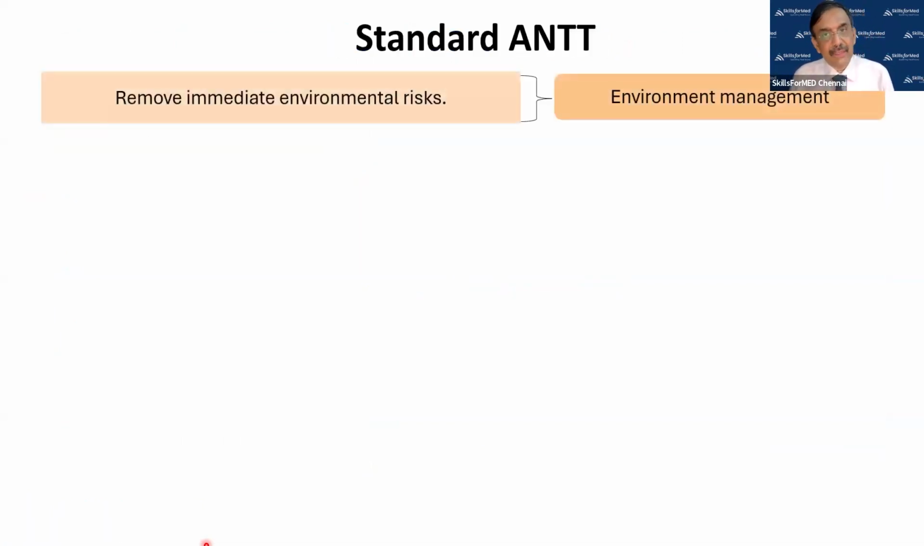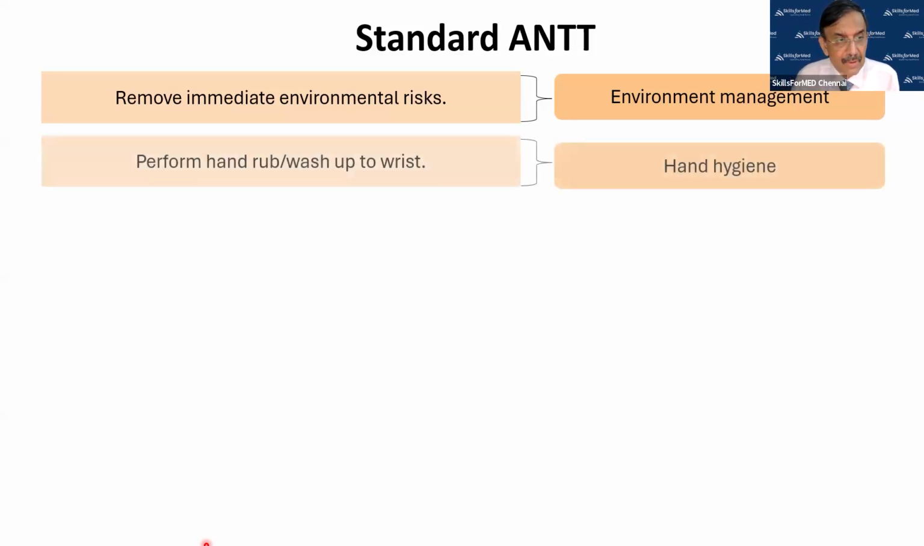Now, the first thing is you need to remove immediate environmental risks. So do it in an area which is relatively clean, which can be easily maintained. Don't do it near the wash area and things like that where there is a risk of contamination. So environmental management is very important.